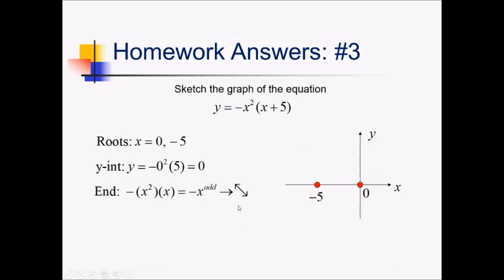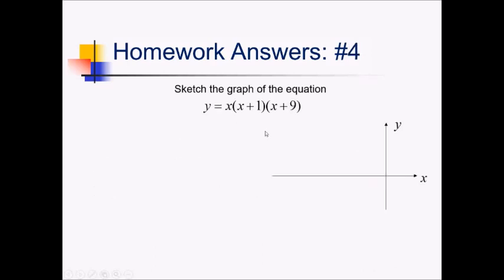And in between for our roots, negative 5 comes from this single factor. So a single root is going to give us crossing behavior. And 0, the other one here, that comes from this negative x squared. That's a double root, so we're going to bounce at 0. So we're starting up here, crossing through negative 5, coming back and bouncing at 0. And we end below the x-axis, just like we said we would.